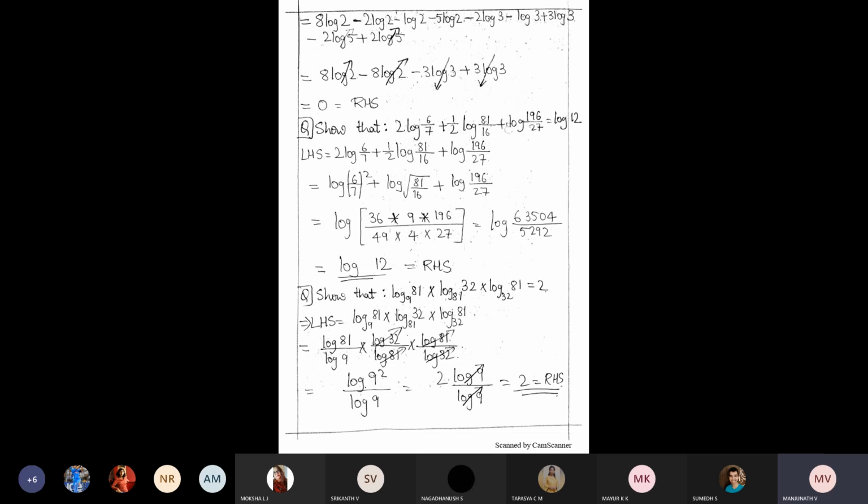Hello, you're there with me? Yes. Copy the problem. 2 log 6 by 7 plus 1 by 2 log 81 plus log 196 divided by 27. That you need to prove as log 12. Please take it. It is a simple one. A simple problem. You try it.